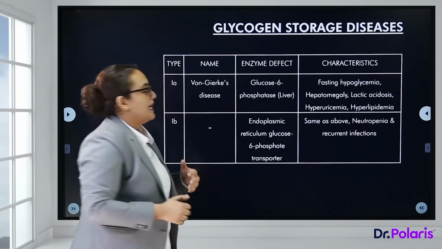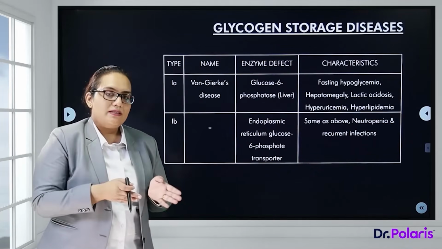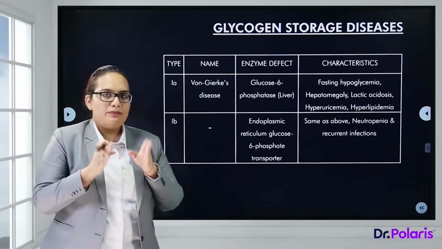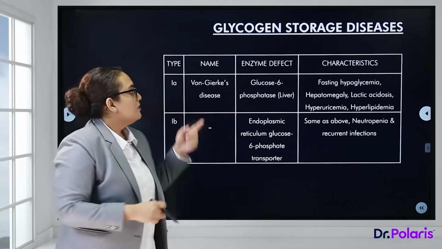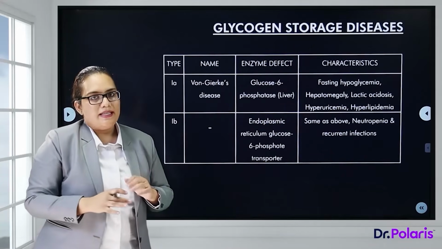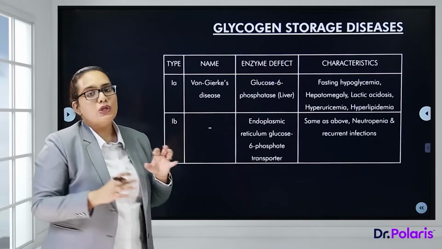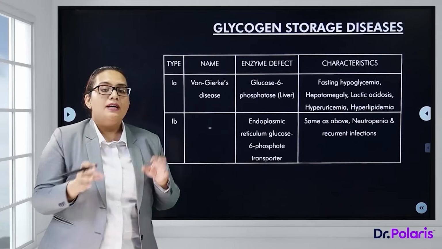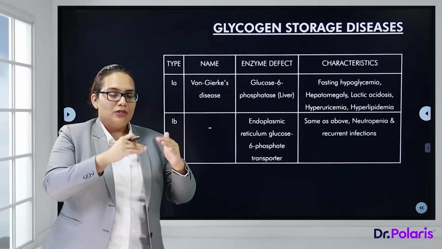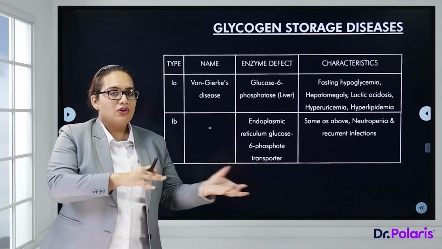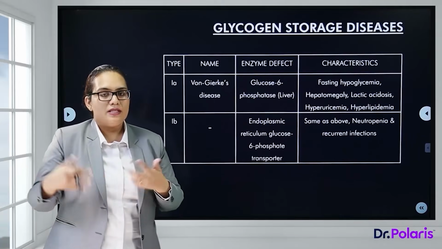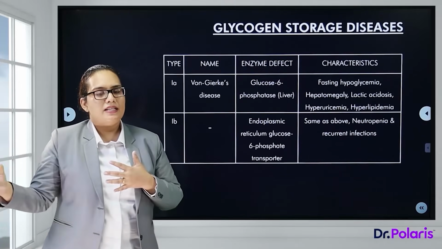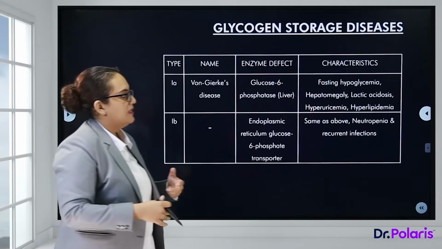The next one is type 1 disease. This particular disorder can be split into 1A and 1B. So 1A is called Von Gierke's disease, and the deficiency here is glucose 6-phosphatase. Glucose 6-phosphatase in the liver is concerned with the conversion of glucose 6-phosphate to glucose, so that glucose is sent into the bloodstream and utilized for energy purpose by different cells.